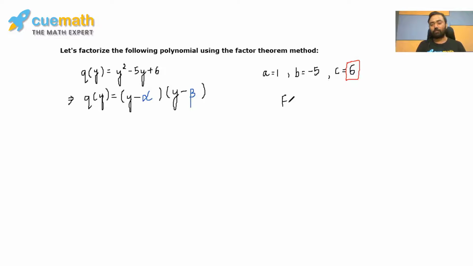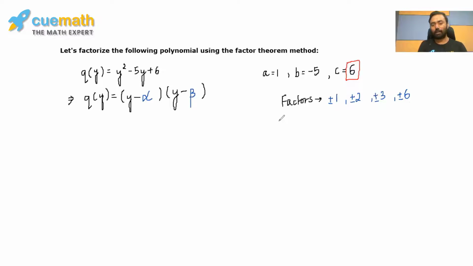So basically the factors of 6 are, let me list down the factors first. When we are listing the factors, we'll take both the positive and the negative numbers. So the factors are 1, 2, 3, and 6. Basically we'll take plus minus 1, plus minus 2, plus minus 3, and plus minus 6. And we'll check for each of these values whether they are the roots of this particular polynomial or not. So let us check for the first one.